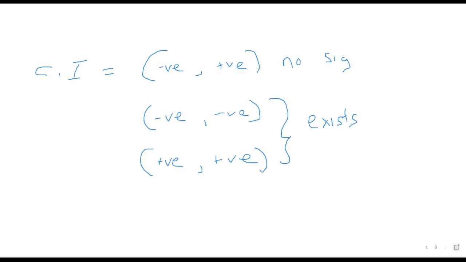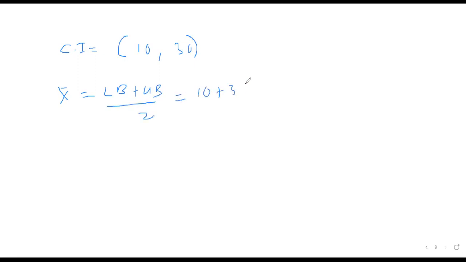All right. Also, what else you need to know from the formulas I gave you is that if you're given a confidence interval of, say, 10 to 30, the mean is the lower bound plus the upper bound divided by 2. 10 plus 30, which is 40, divided by 2. Our mean is 20.